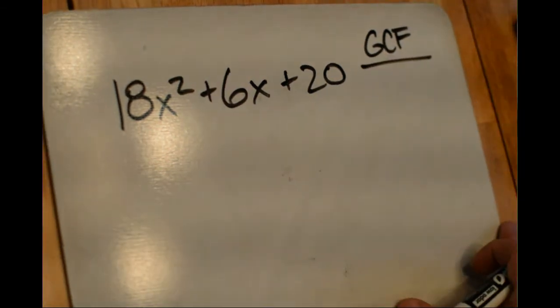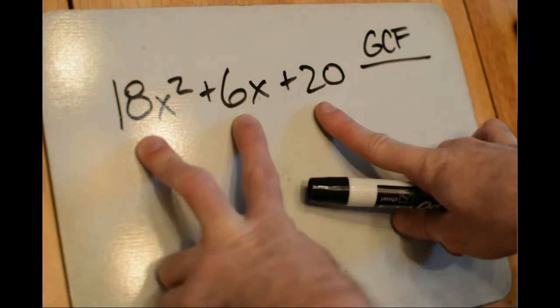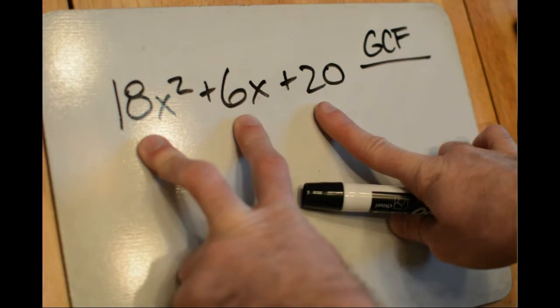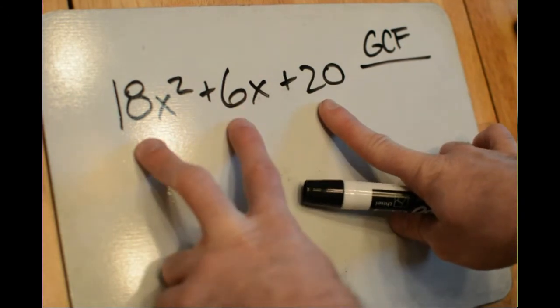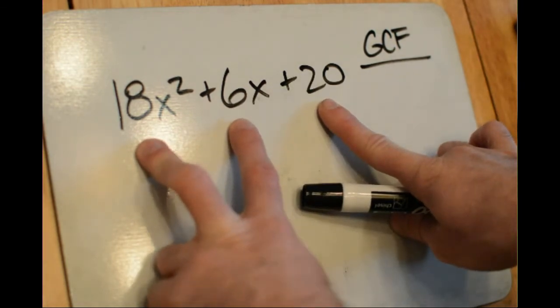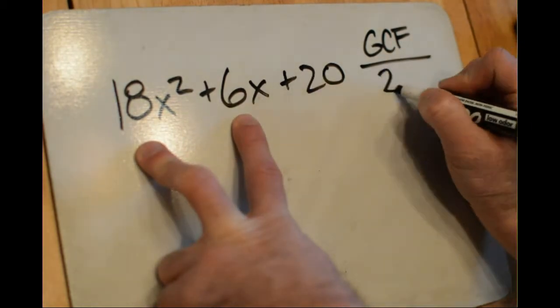So here's what you should be thinking about. Take a look at all of the coefficients. Right now I have 18, 6, and 20. And ask yourself, what is the largest integer that can be divided out of all of those? Well, all of these are even, so that means 2 can definitely be divided out. And there isn't anything larger than that that can be divided out in this case. So the GCF is 2.